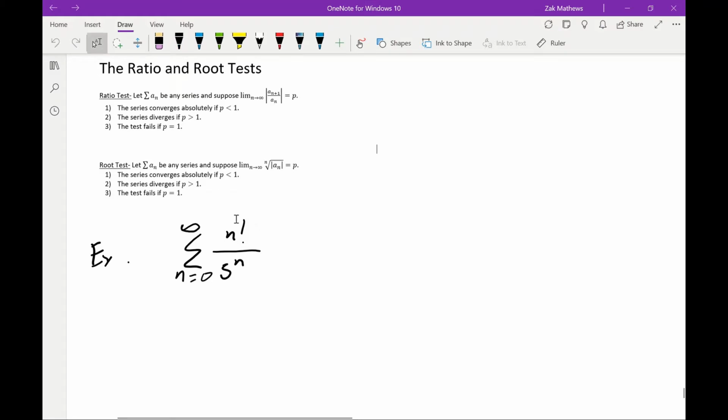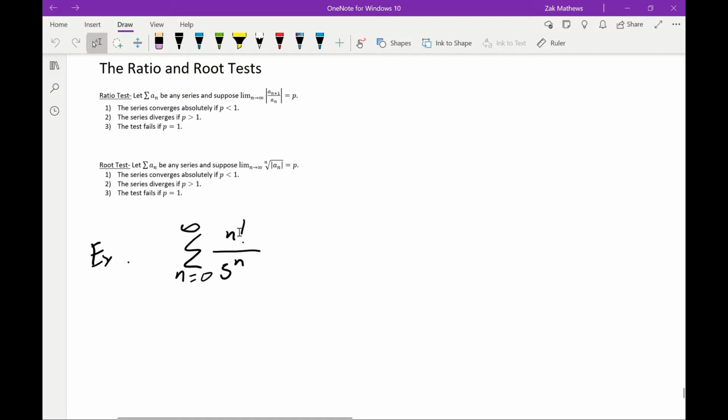However, I have this n factorial as well. n factorial, remember, is n times n minus 1 times n minus 2 and so forth. My concern is that when I take the nth root, that might not help me with this much at all. It might. So in this case, I would probably lean towards a ratio test.